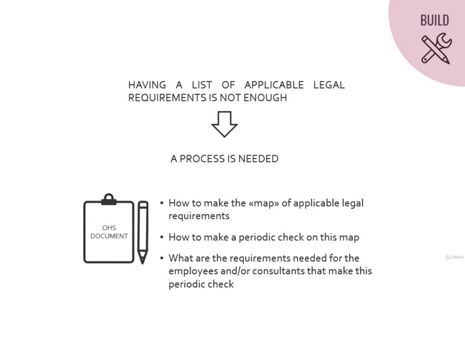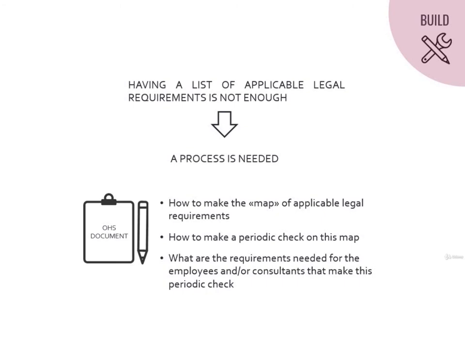But to tell the truth, just having a list of applicable legal requirements is not enough. You need to have a proper process. The 45001 standard goes even further by asking organizations to have also a process that guarantees that your map of legal requirements keeps being updated. So, you have to prove that not only you are doing things right, but you are capable to keep doing them right in the future.